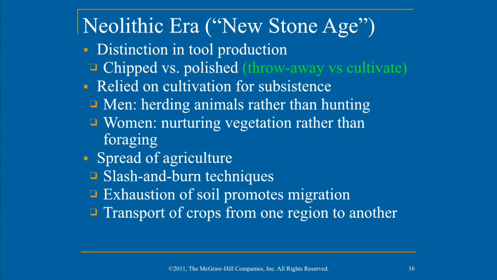There's transport of crops from one region to another. If you're able to grow rice because you were able to find rice in a certain area, but then you do your slash and burn technique for a couple years and then you have to move on because the soil is dead, you're now taking that rice that you found and moving it to a whole new area.